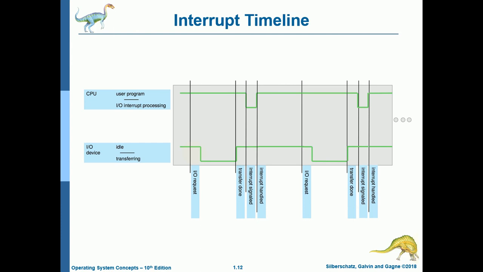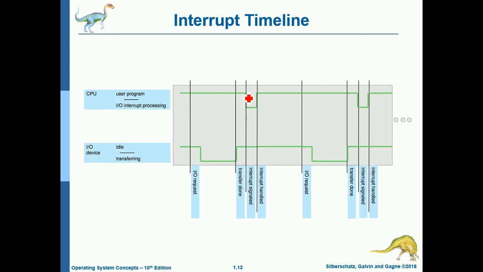So we have here an illustration of an interrupt timeline. For the interrupts, these are the steps: I/O request, transfer done, interrupt signaled, interrupt handled, and it will be repeated depending on the request. So the CPU has the user program running, and then there's also the process of I/O interrupt processing. And then the I/O device's state is idle or transferring.